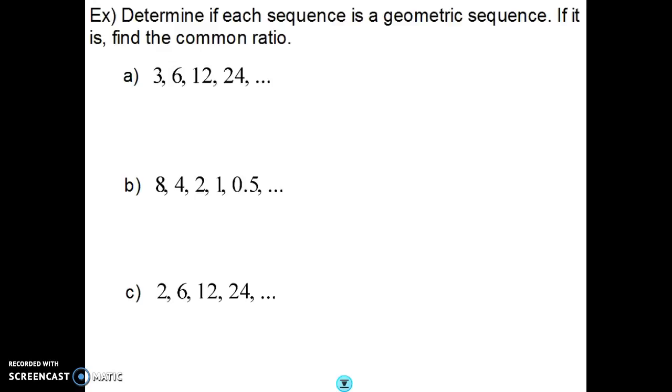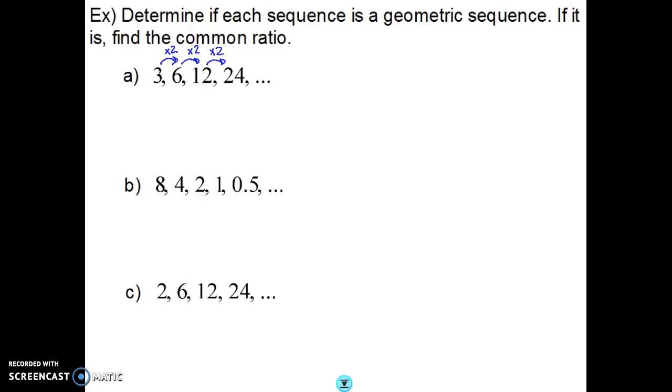So let's look at a few examples. We're going to first want to determine if each of these sequences is geometric or not, and then if it is, we want to find that common ratio R. Well, in this first example, you can probably pretty quickly tell that to get from 3 to 6, we just multiply by 2. And then from 6 to 12, we also multiply by 2. And from 12 to 24, we multiply by 2.